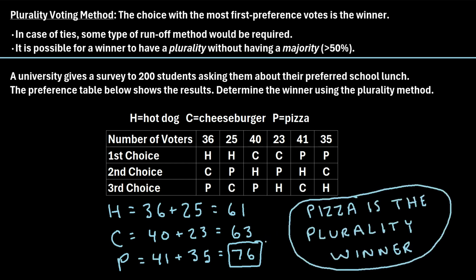Now, one thing to note is that pizza only got 76 out of the 200 possible votes. So the percentage of total votes that it got is 76 out of 200, which is 38% of the total votes. So it has the plurality, it has the most first preference votes, but it doesn't actually have the majority. So keep that in mind. Using the plurality method, you don't need the majority. In other words, you don't need more than 50% to be declared the winner.